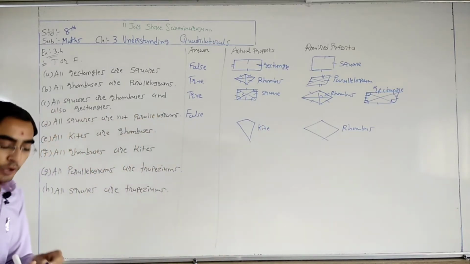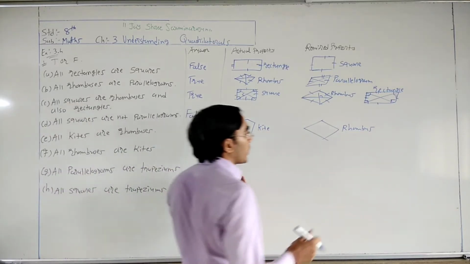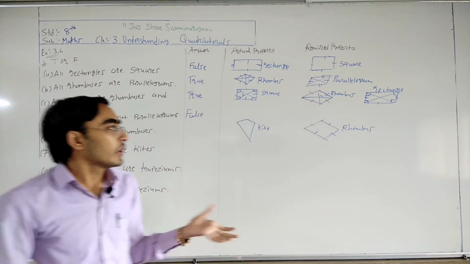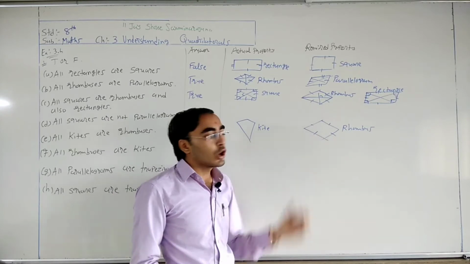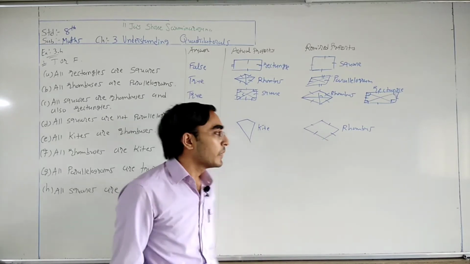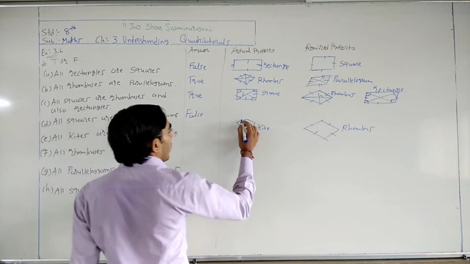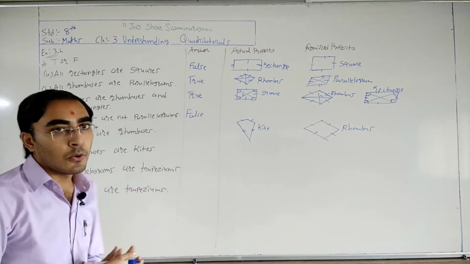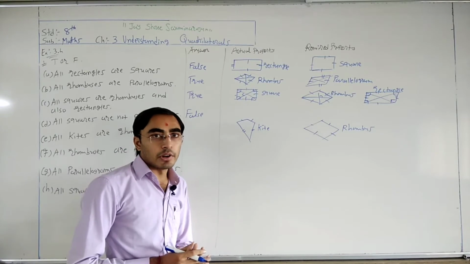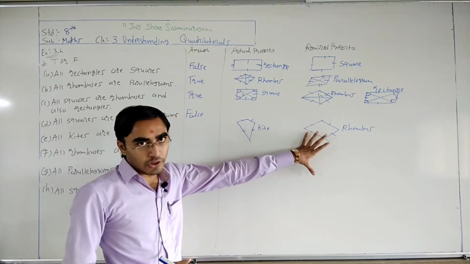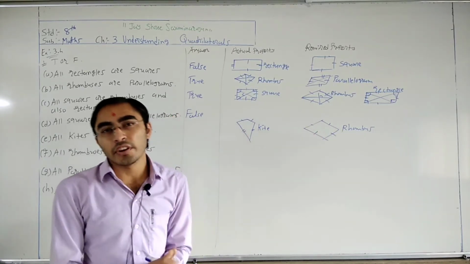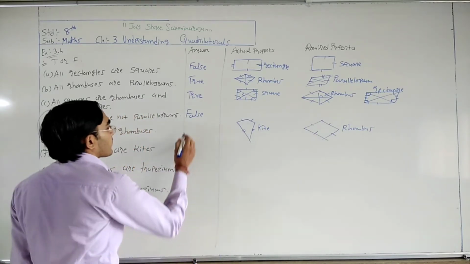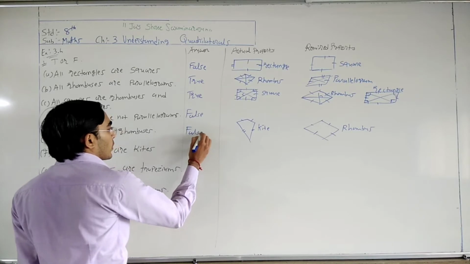Now for rhombus, what is the required property? All four sides are the same. But in a kite, we only have adjacent sides equal. Here we want all four sides equal, but here only adjacent sides are equal. That's why this statement is false. A kite does not follow the property of a rhombus.